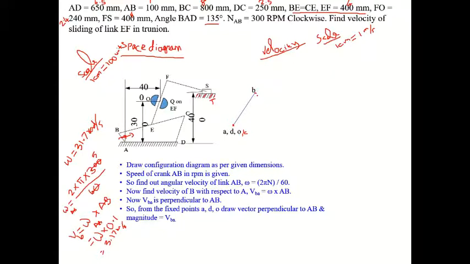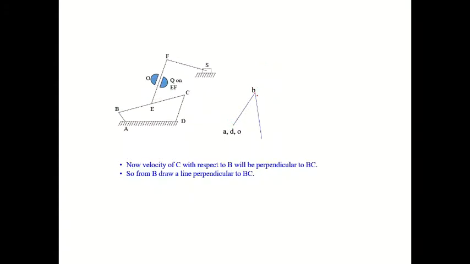Okay, from here draw a perpendicular line to BC. Perpendicular line on both sides. Draw a perpendicular line to BC on B. So this line has been drawn.